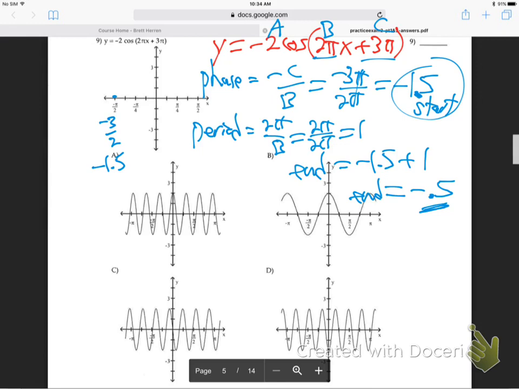But it doesn't start at 0. The cosine starts high or low. So I'll handle that part in a minute. But I just want to get the x location. It's going to start there. It's going to end at negative 0.5. Where's that? So that's negative 1.5. What's this? This is 3 over 4 negative, which is negative 0.75, isn't it?